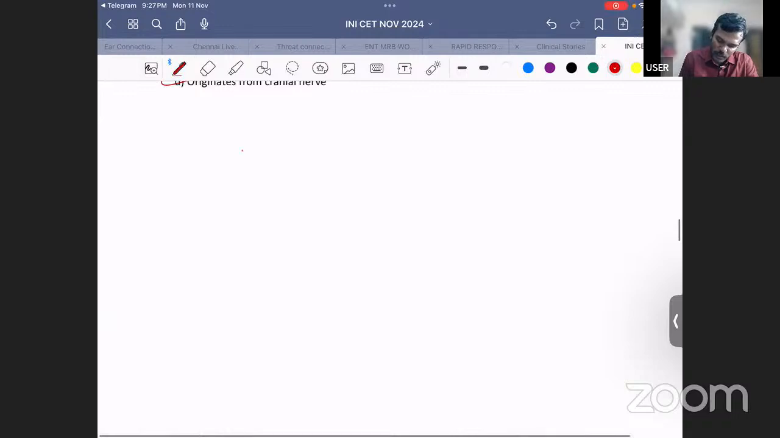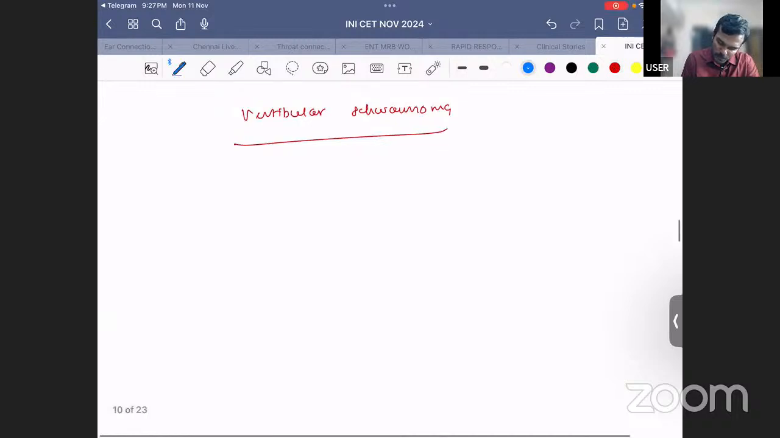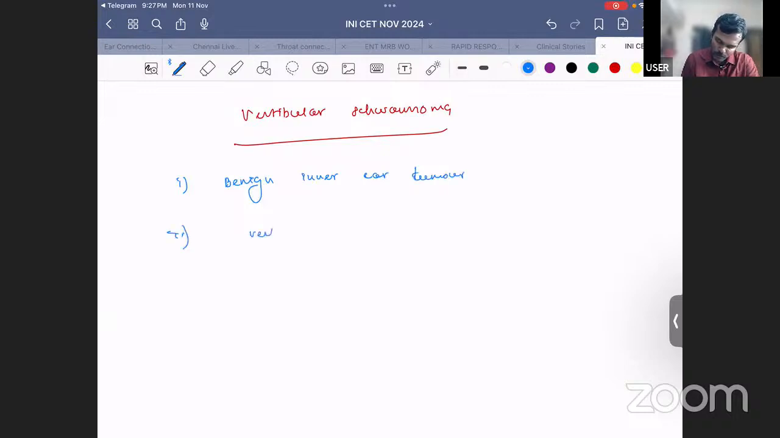So this vestibular schwannoma is a benign inner ear tumor. It arises from the vestibular division of the vestibulocochlear nerve, the vestibular division of the eighth nerve.